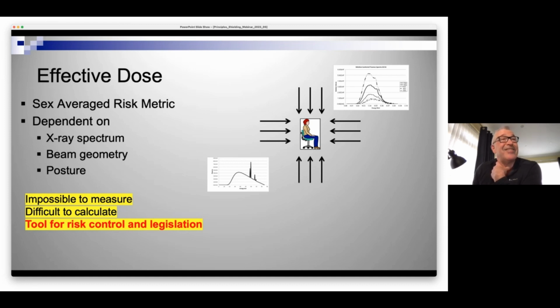Effective dose is a sex-averaged risk metric, and it depends on the X-ray spectrum, both the primary spectrum and the scattered radiation spectrum, the beam geometry, and the posture of the person, actually the phantom involved. So it's impossible to measure, difficult to calculate, and it's a tool for risk control and legislation. It's not really something that we can use in practice.